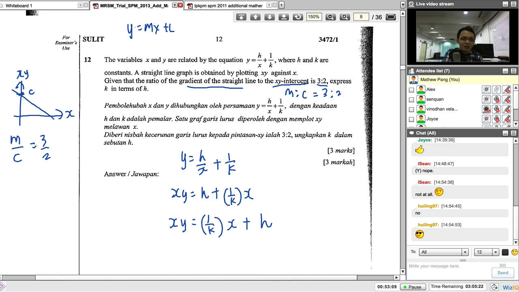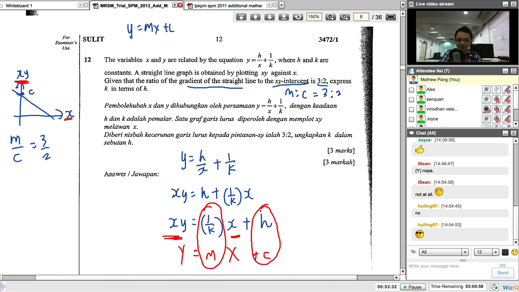Here I want you to have a look at something like this. My vertical axis is xy. Do you see? It's xy. And my horizontal axis is x. So this one is already in the y equals mx plus c form. So I know this is my m, and of course this is my c. You must see this. If you cannot see this, you couldn't solve this one.